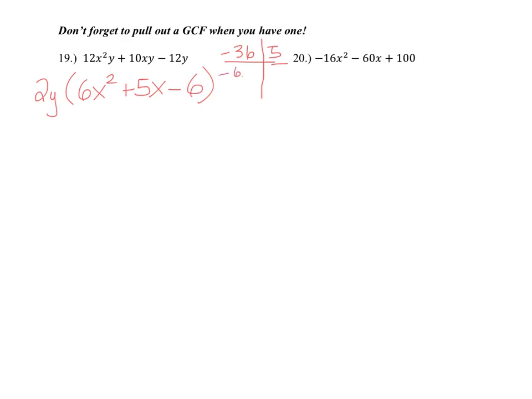So I'm thinking negative 6 and 6. Well, that's not going to work because that's going to give me 0. So let's think of other factors of 36. So let's see, 3 goes into it. So we would say negative 3 and 12. Well, negative 3 and 12, when added, does not give me 5, so that doesn't work.